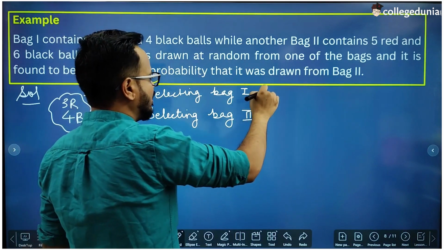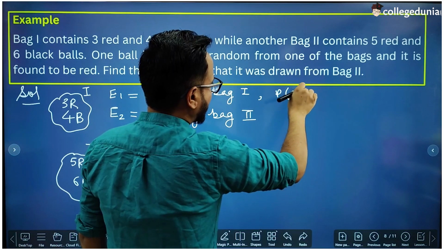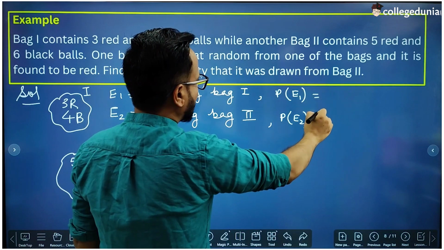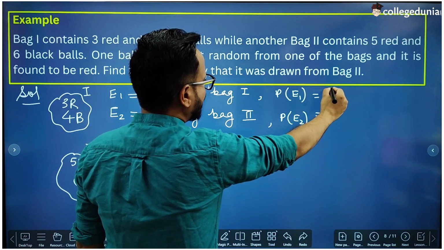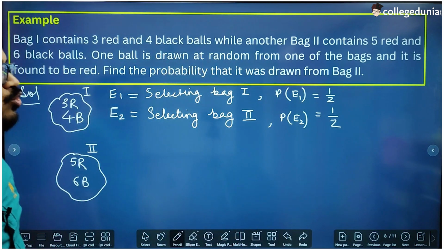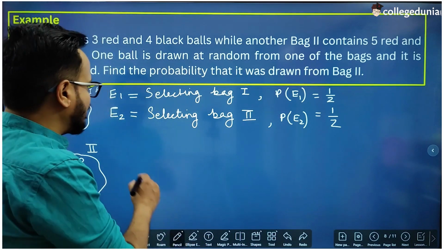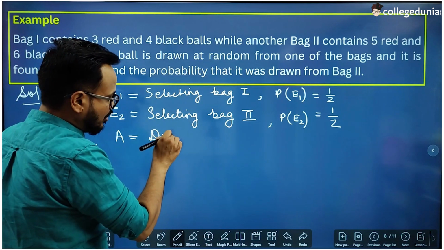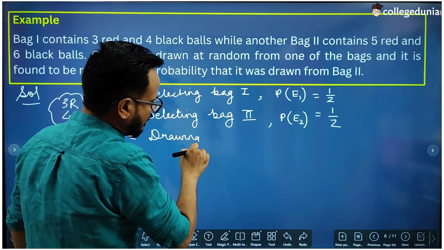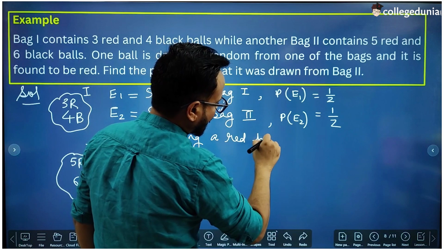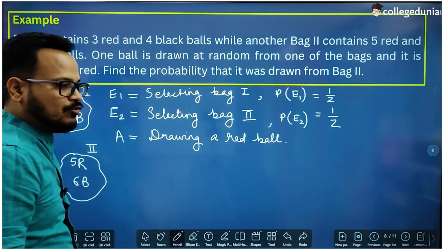So P(E1) and P(E2). P(E1) is 1 by 2. P(E2) is also 1 by 2 because there are only 2 bags, and out of those 2 bags the probability of selecting one bag is just 1 by 2. Now A is what? A is the event of drawing a red ball.